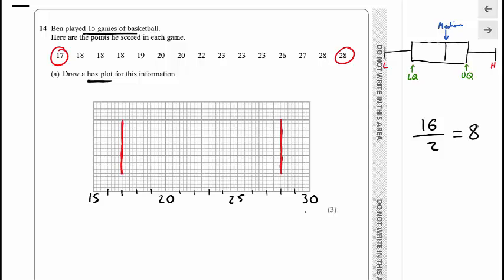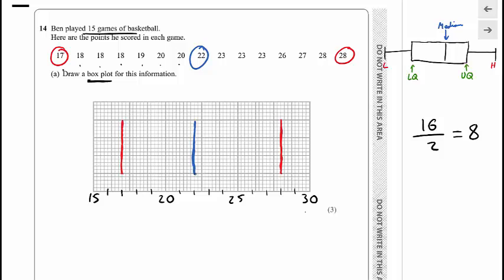So I know that my median is going to fall at my 8th value on my list. So I've got 1, 2, 3, 4, 5, 6, 7, 8th value. So there's my median. So at 22, so let's plot that on. So 1, 2, there's 22 there. So I know that's going to be my median.